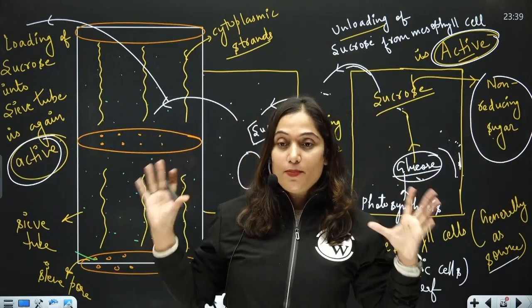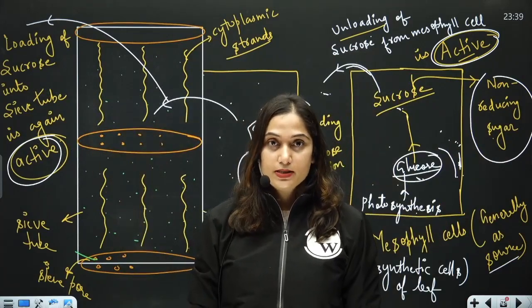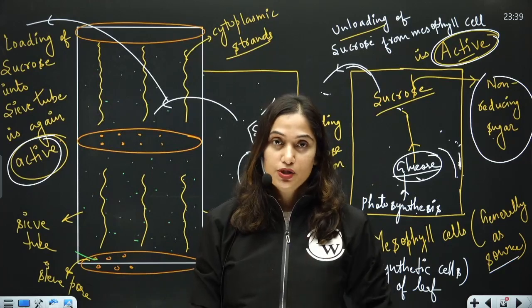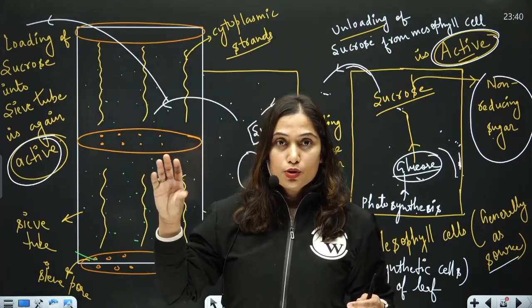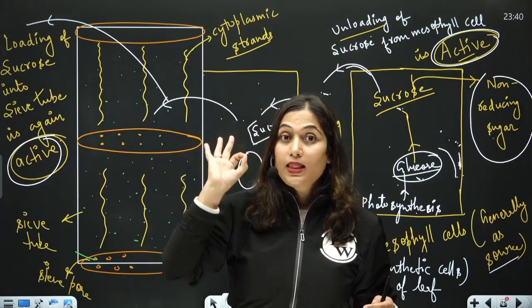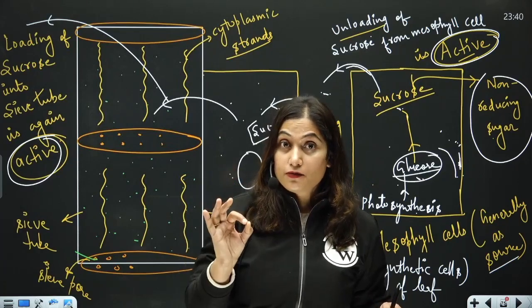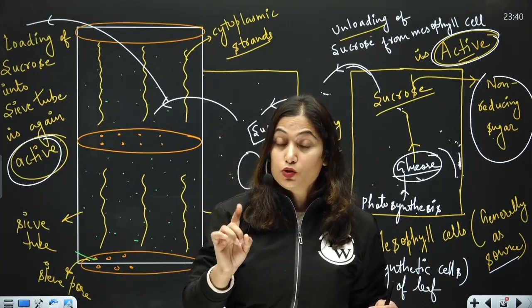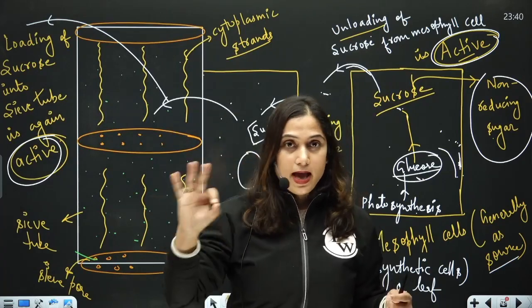Let's go to the leaf. Imagine with me. In the leaf, the mesophyll cell is present, in which glucose is formed by photosynthesis. It is changed into sucrose. This sucrose will come out of the mesophyll cell, active. It will load into the companion cell, active. Energy will be consumed. Then it will be loaded into the sieve tube, active.